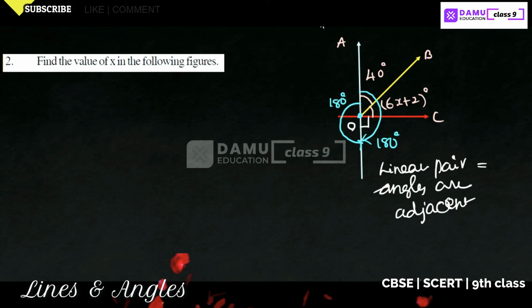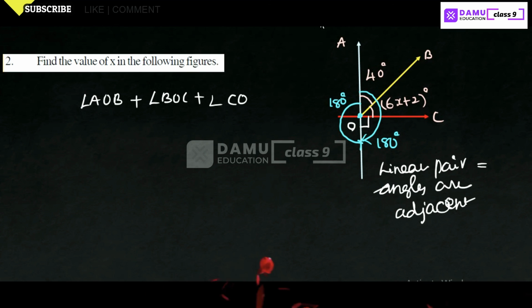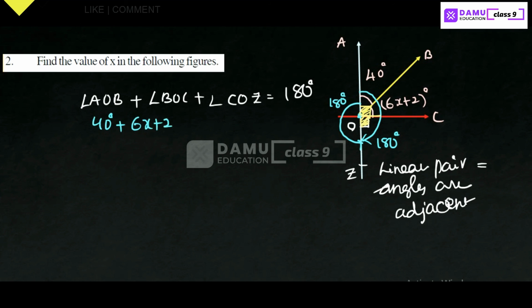So from the linear pair axiom, let's take the joining of angle AOB plus angle BOC plus angle COD, let's call this Z, will be equal to 180 degrees. So the sum of all the angles is equal to 180 degrees. Here you can take it as 90 degrees, you can go with it here also. Here the angle is 90, so here also 90 degrees. You can go in any manner. First one, AOB is 40 degrees plus BOC is 6x plus 2 plus COD, that is 90, equal to 180 degrees. So here 6x plus 2 plus 40 plus 90, 130, will be equal to 180 degrees.